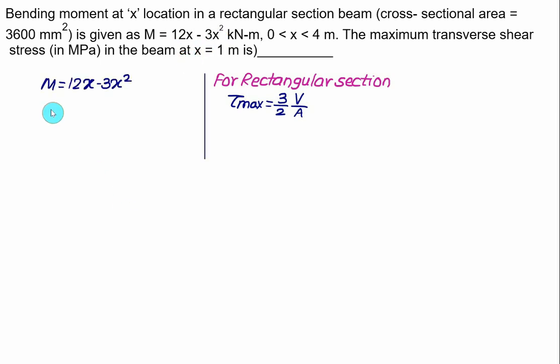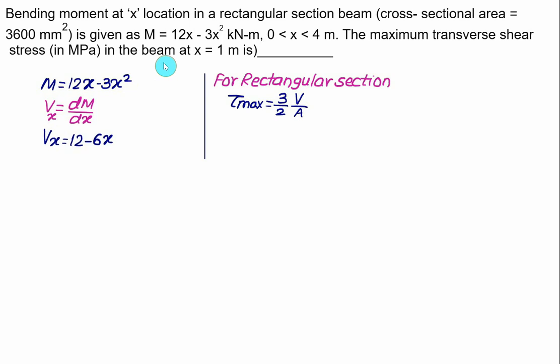In the beginning we already developed the equation for the shear force. Shear force is given as the derivative of M with respect to x. So this equation will give you the shear force at any distance x. So we have shear force at any distance x equal to the derivative of M. The derivative of 12x will be 12. The derivative of 3x squared will be minus 6x.